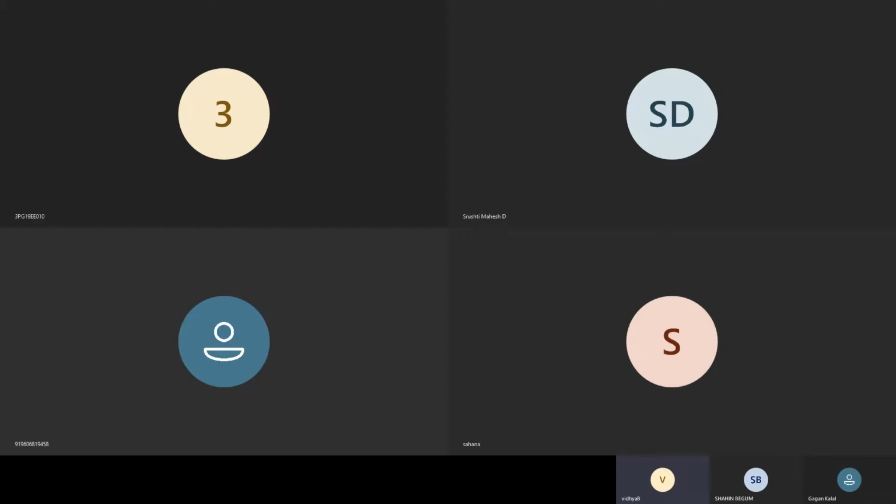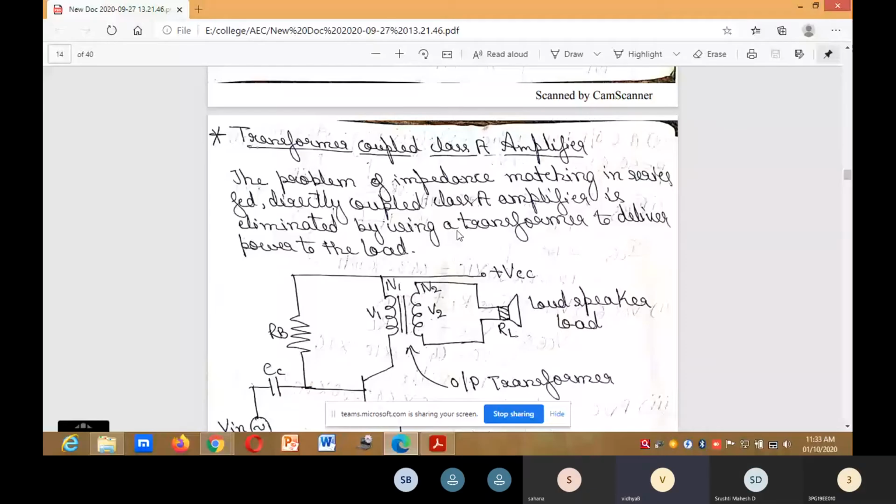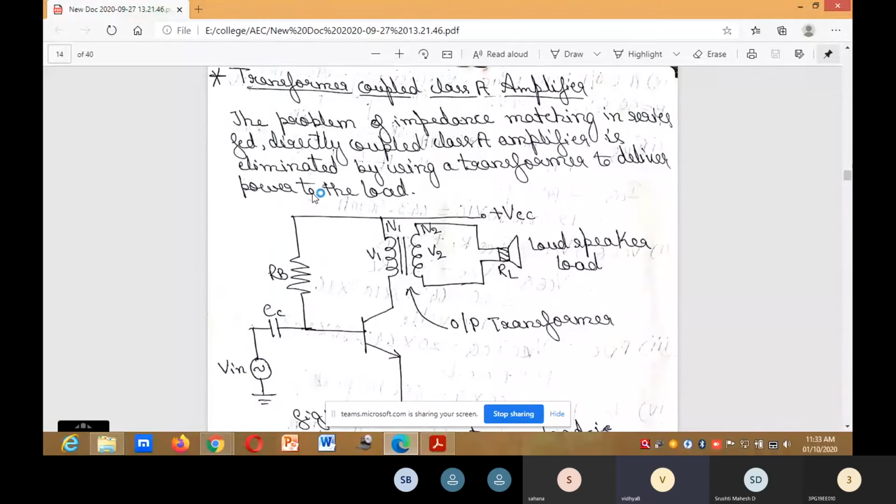Morning students. Today we shall discuss the transformer coupled class A amplifier. The problem of impedance matching in the series fed directly coupled class A amplifier is eliminated by using a transformer to deliver power to the load.